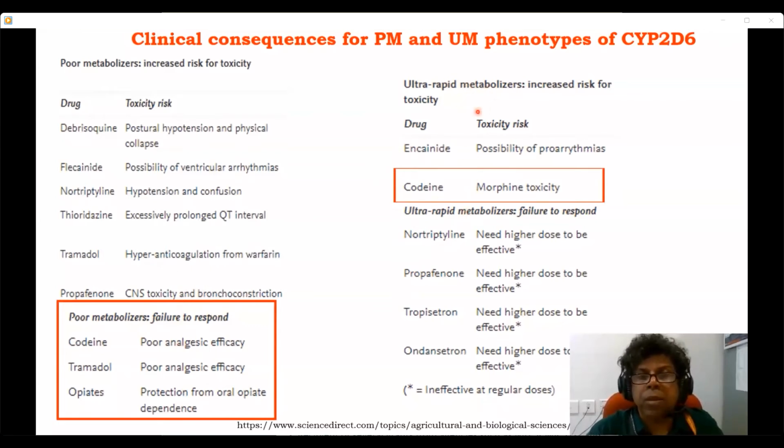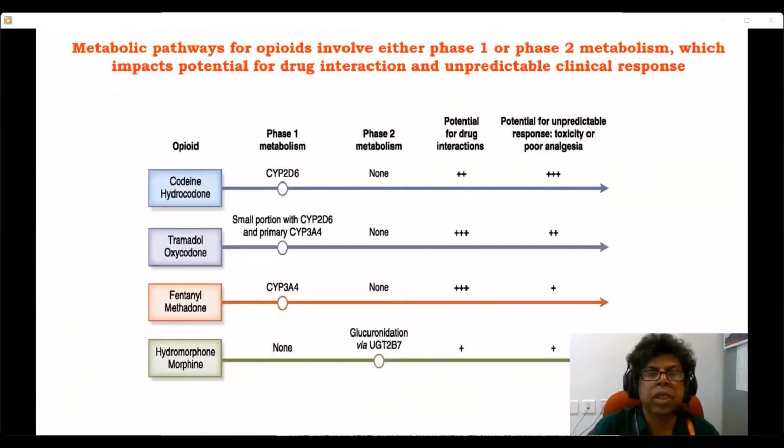And in the case of an ultra rapid metabolizer, there is an increased risk for toxicity because you are taking a higher amount of the drug, or an increased dosage of the drug. If you keep taking the codeine, you'll have a morphine toxicity. Again, the side effect is respiratory depression or respiratory failure.